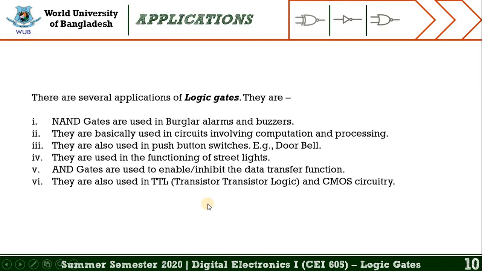And now from this slide we may learn some of the applications of logic gates. So let's start. Number 1, NAND gates are used in burglar alarms and buzzers. Next one, they are basically used in circuits involving computation and processing. Next one, they are also used in push button switches such as doorbells. Next one, they are used in the functioning of street lights.